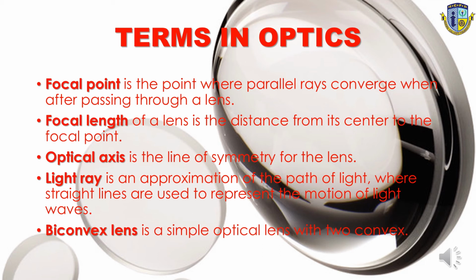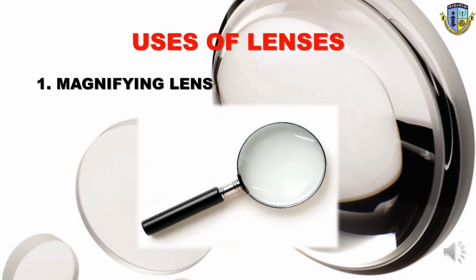Light ray is an approximation of the path of light, where straight lines are used to represent the motion of light waves. And biconvex lens is a simple optical lens with two convex surfaces. A magnifying glass is a convex lens used to make an object appear much larger than it actually is. This works when the object is placed at a distance less than the focal length from the lens.